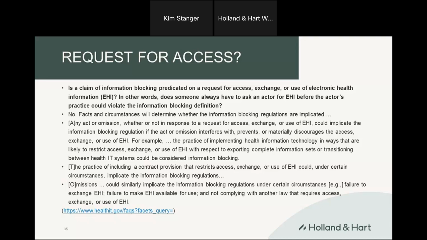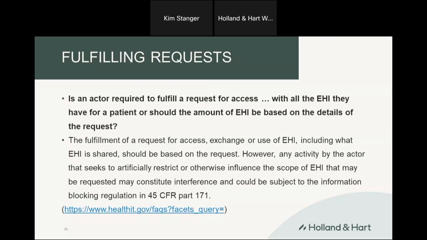For example, the practice of implementing health IT in ways that are likely to restrict access, exchange, or use could violate it, or the practice of including a contract provision that restricts access, exchange, or use could, under certain circumstances, implicate the information blocking regs. Omissions could similarly implicate the information blocking regs. For example, if you fail to exchange EHI, the failure to make EHI available for use, or not complying with another law that requires the access, exchange, or use of EHI. All of those are situations where the information blocking rule could be violated.